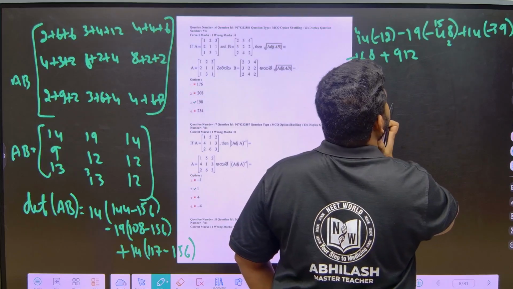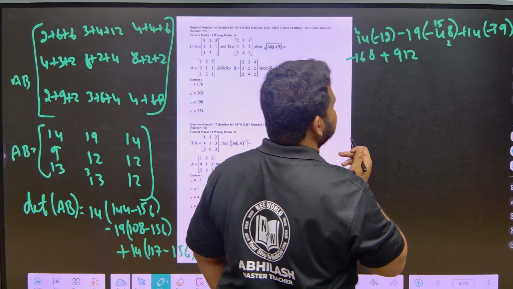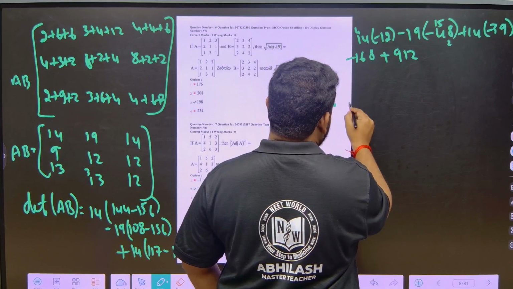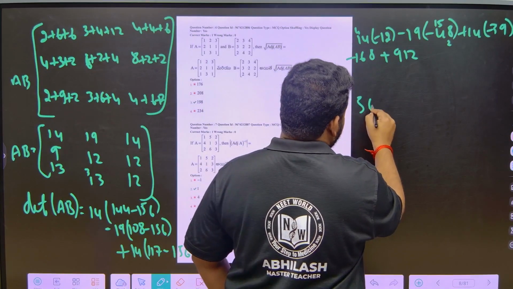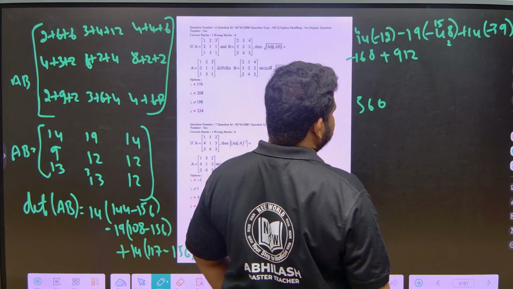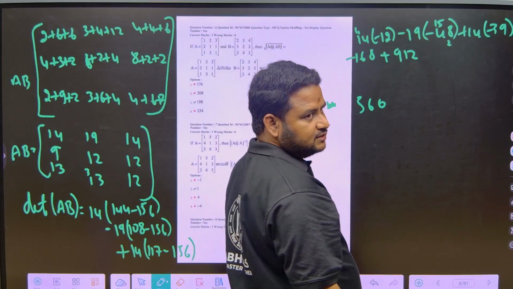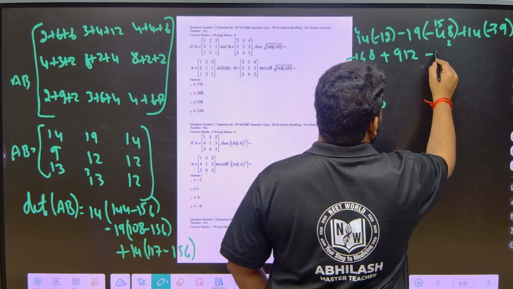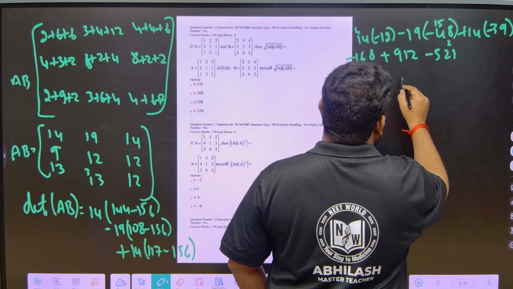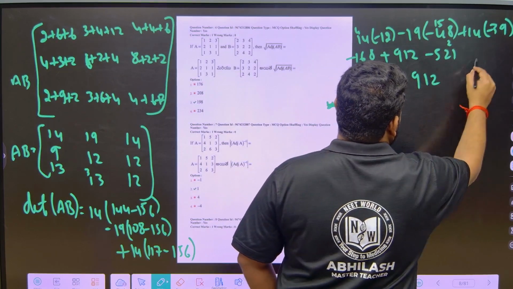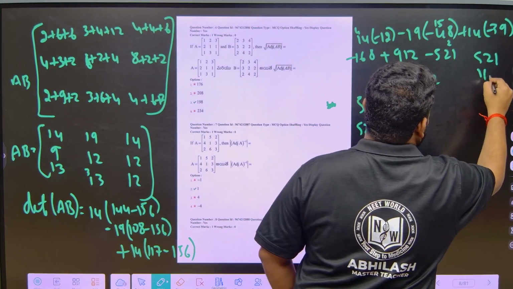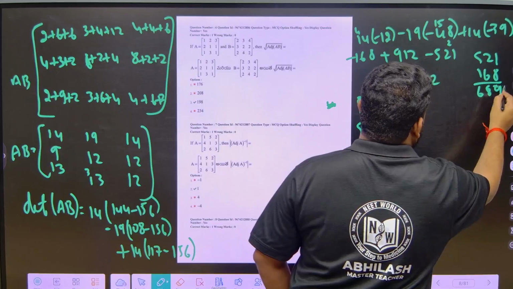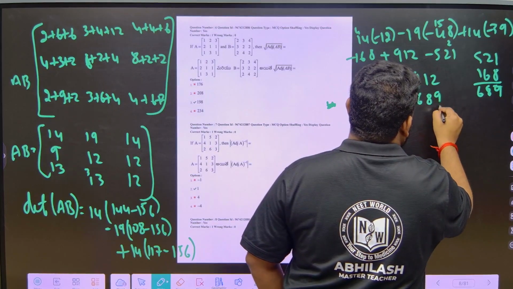Now 14 into 39. What you can do is 14 into 40, which is 560. 560 minus 39: 560 minus 30 is 530, so it will be 521. Minus 39 gives minus 521. So 912 minus 521 plus 168.